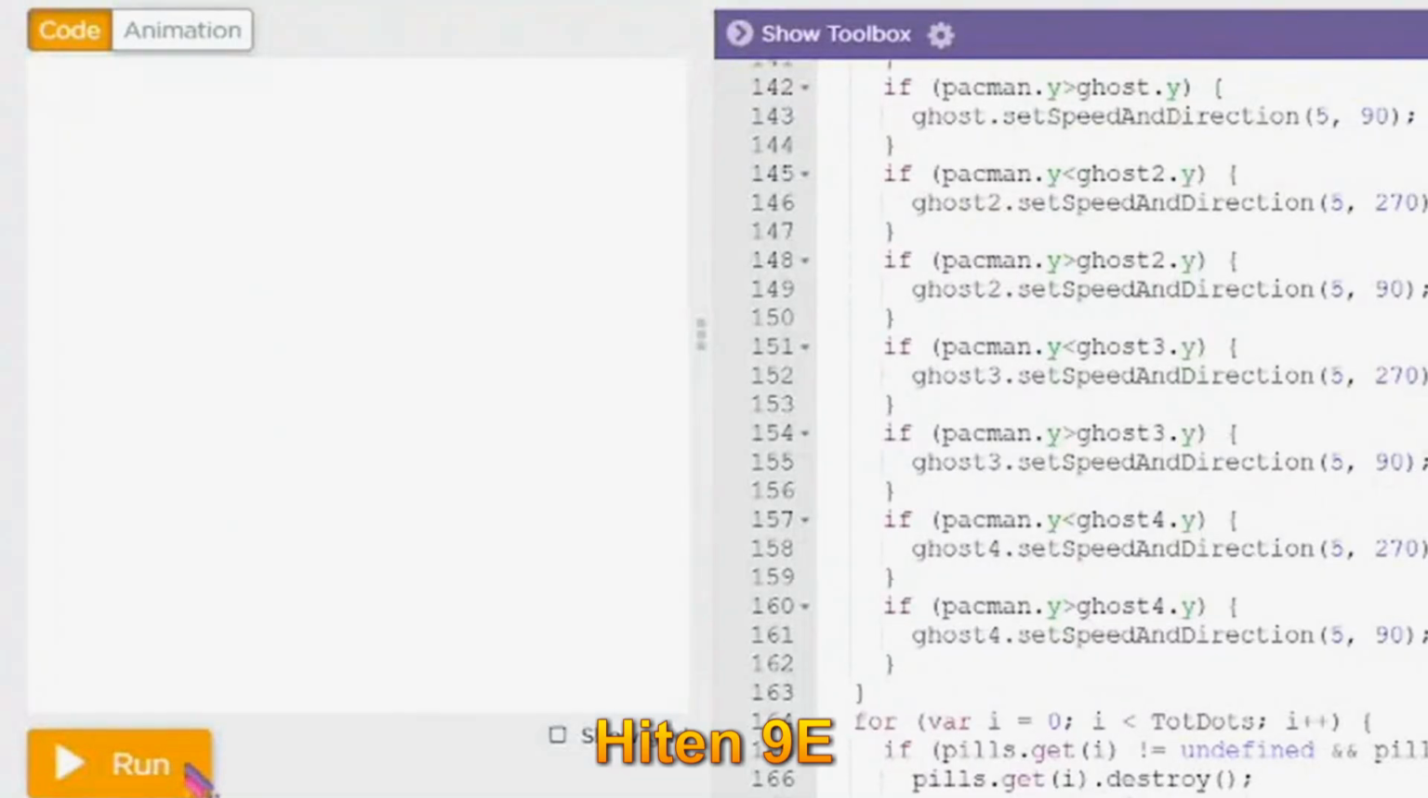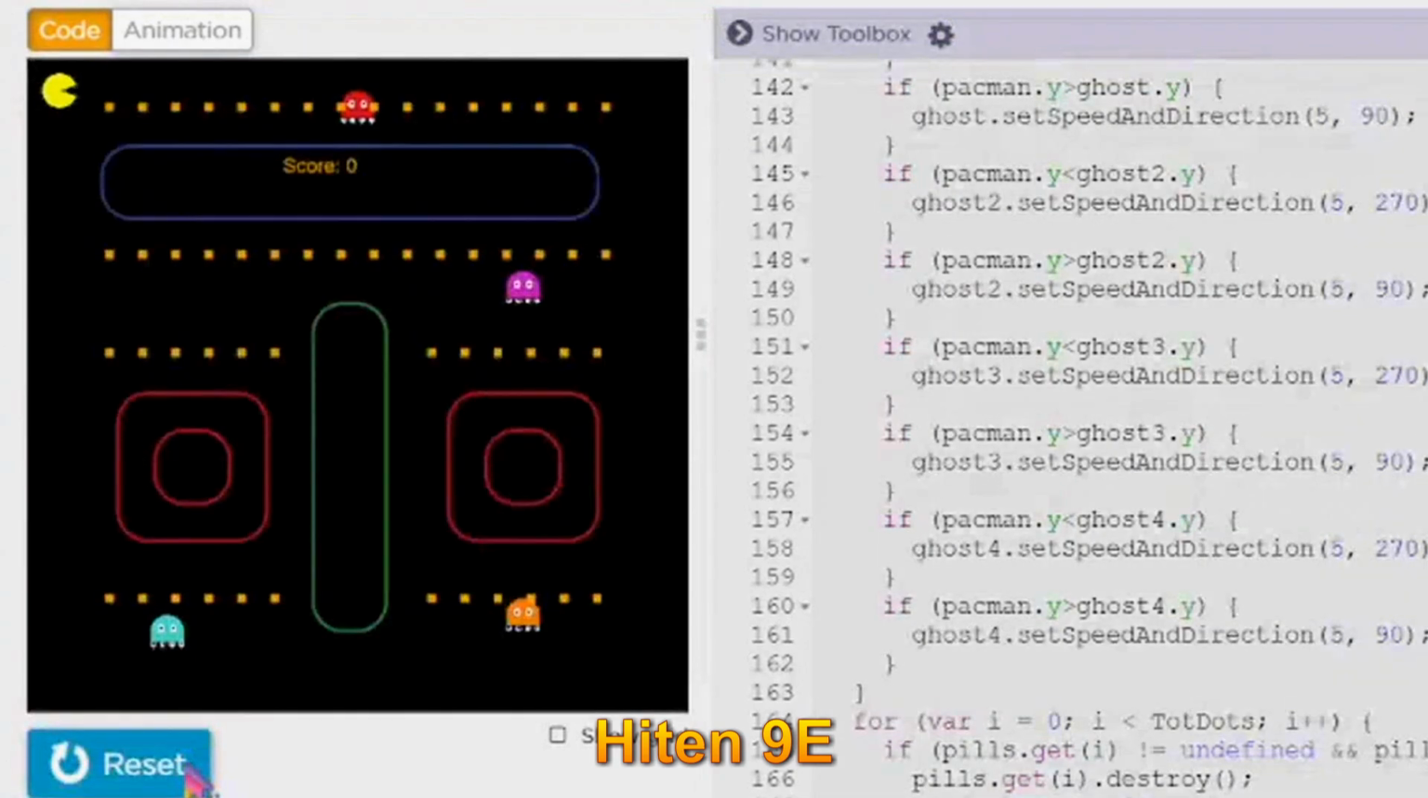Greetings of the day, everyone. My name is Hiten, and today I have recreated a version of the game Pac-Man. This is a very simple game, and let's understand how this works.